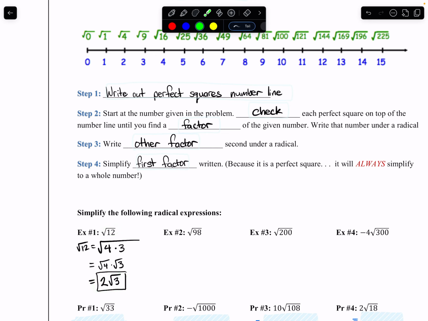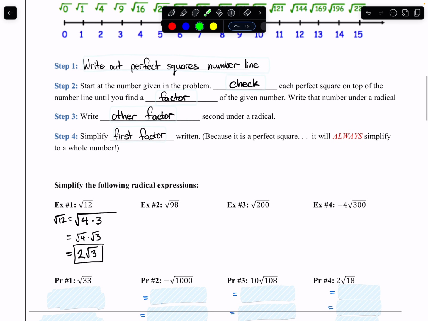And the reason we know we're done is because 3 doesn't factor any further. There's no perfect square that could be factored out of 3 other than 1. And if we factored a 1 out, it would still stay a 3. It wouldn't get any more simplified. So we're done.